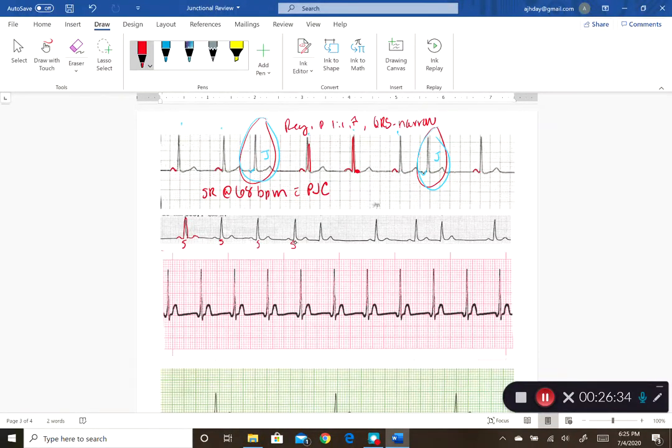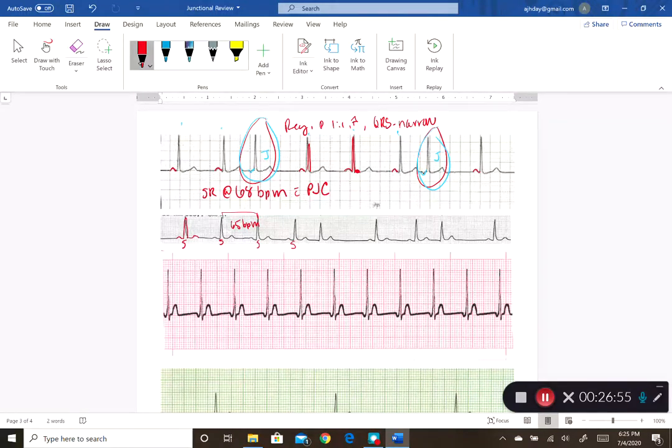So let's go ahead and count out the rate. I'm going to use these complexes because they kind of end right on lines. So I've got 5, 10, 15, 20, 21, 22, 23. So 1500 divided by 23 gives me a rate of 65 beats per minute.